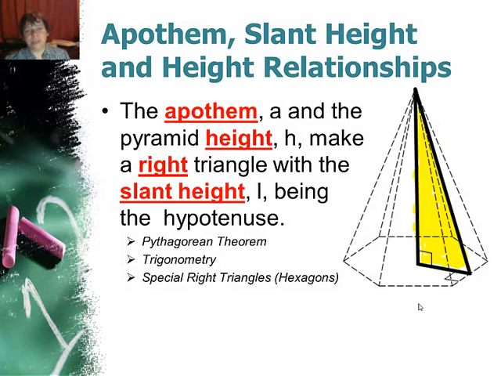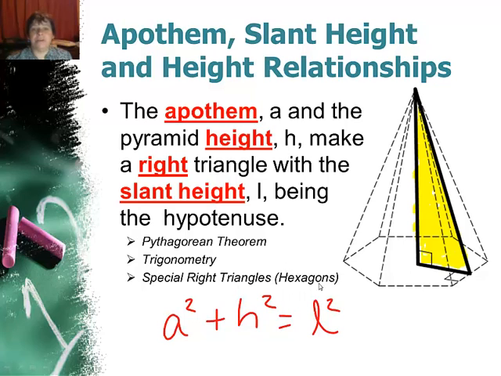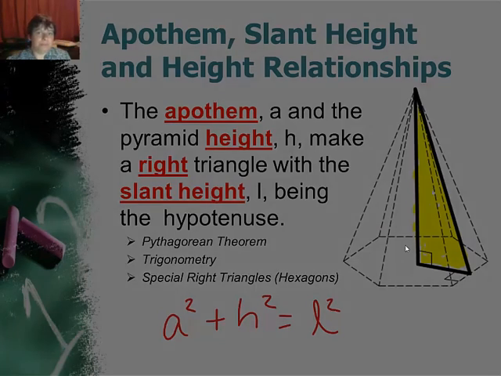Now, an important thing about pyramids is that the slant height has a special relationship with the apothem, which is the base of this triangle here, the height, and the slant height. They all make a right triangle. Usually what you'll end up doing is using either the Pythagorean theorem, because a squared plus h squared equals l squared, some trigonometry, or even special right triangles, depending on the problem, to find one of these values.